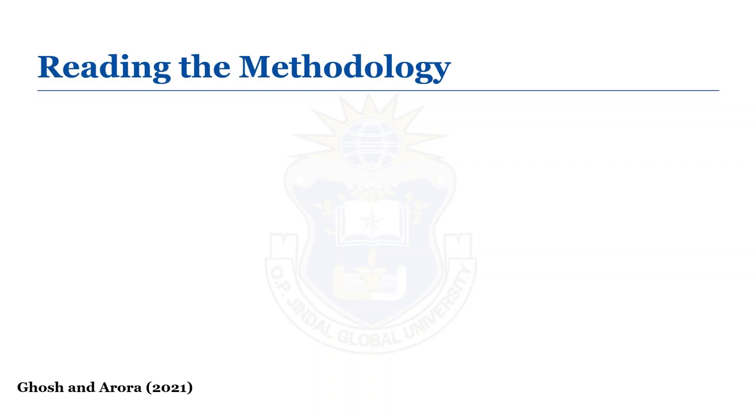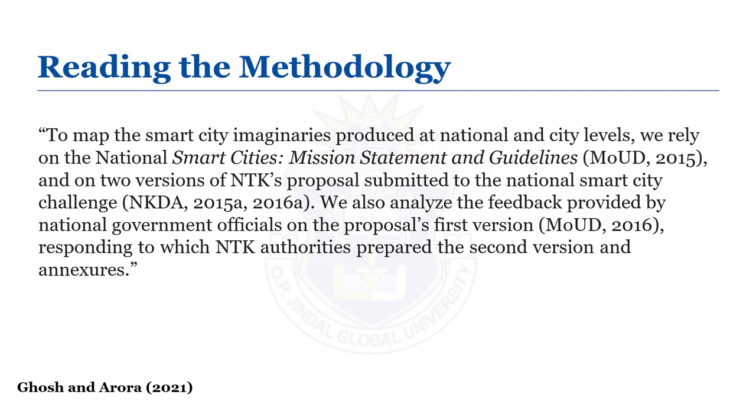Methodologies can be quantitative in nature or can focus on qualitative data or can be a mix of both. This section is crucial for it establishes the credibility of the data on which the paper's arguments are based. Let's see how the methodology section plays out in this paper. The authors of this paper begin by clearly stating what their material of analysis is. We see in this case it is policy documents on the smart city proposals as well as feedback provided by the government on these proposals.